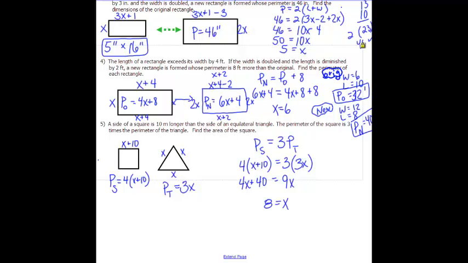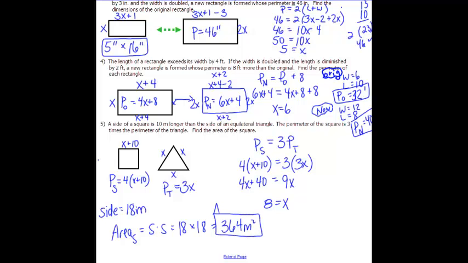And then I need to find the area of the square. X is 8, which means the side of my square equals 18 meters, and the area of a square is side times side, which is going to be 18 times 18, which is 324 square meters, however you decide to write that, and that's the area of my square.